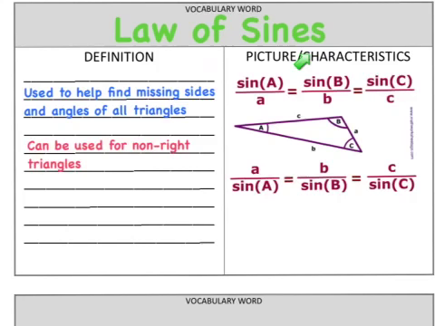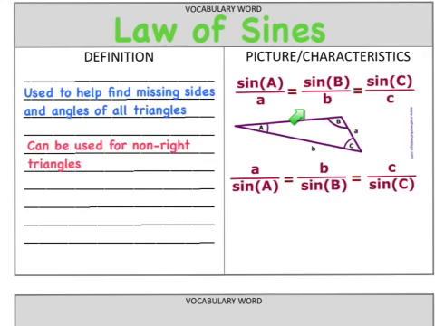Okay, so law of sines, notice that it has the sine function in there. It'll actually help us find missing sides and angles of triangles. Well, we've already done that before, right? Well, if you remember, all the triangles that we were working with were all right triangles. So it had a 90-degree angle. Well, turns out that the law of sines will help us work with triangles that are not right triangles. So now we can find the missing sides and angles of all triangles using the law of sines.